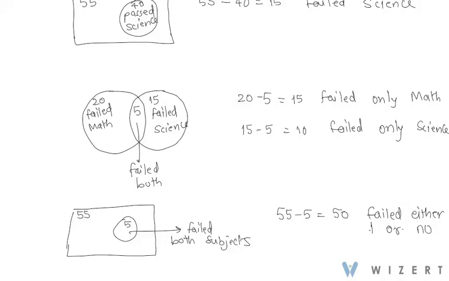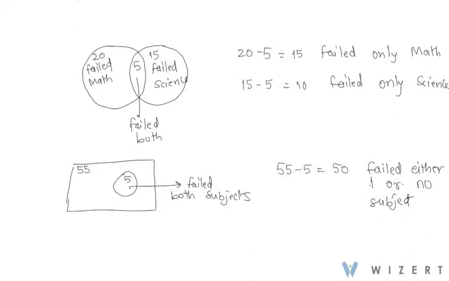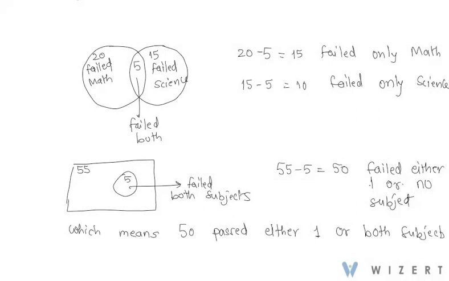So they passed both the subjects or passed only one subject. So we can say this means 50 passed either one or both subjects.